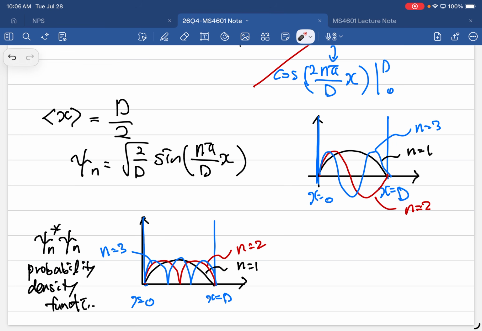And then what about when n is 2? At the center, what is the probability of finding this particle? It is 0. So in this particular case, the probability of finding this small particle is 0 at the center. But it's maximum at this point and then at this point. For n is 3, again, the probability is maximum at this point, at this point, and at this point. That is exactly what it tells us.